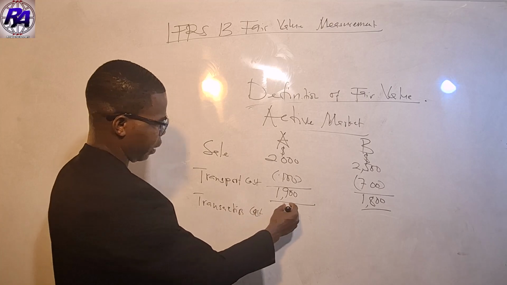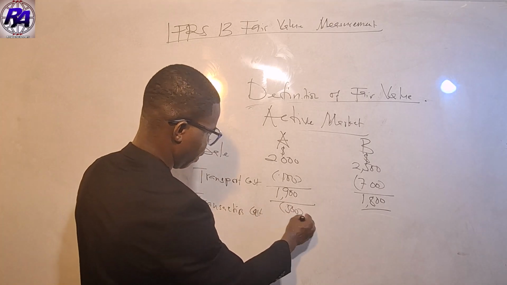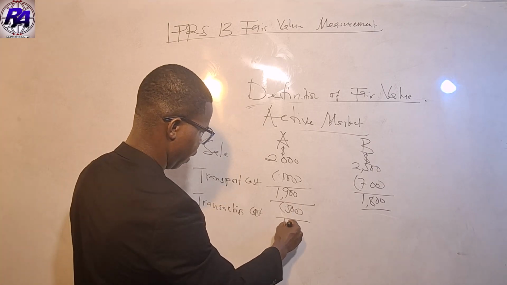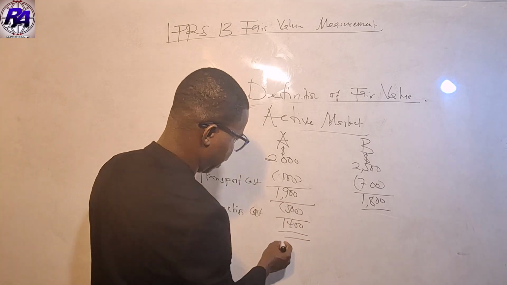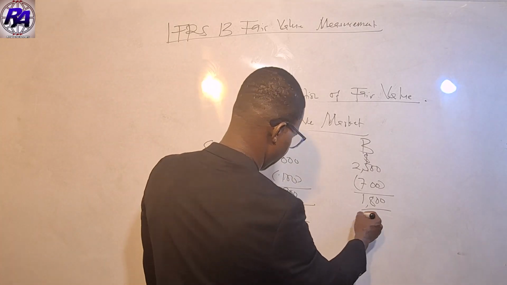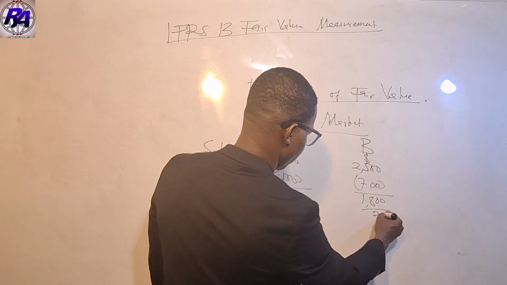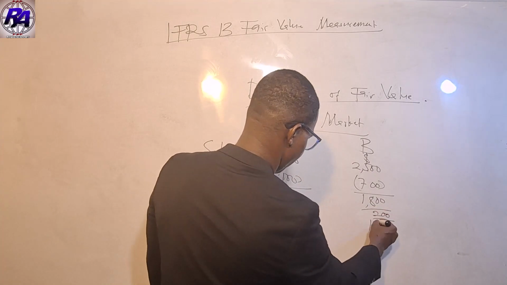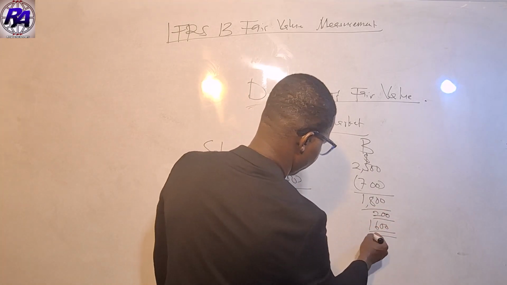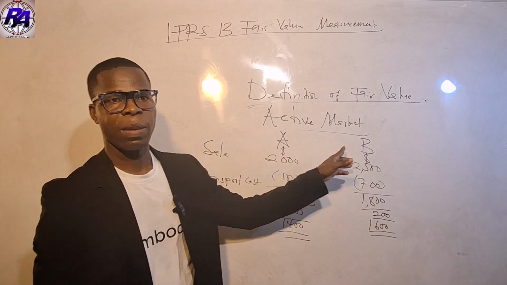Now let's say the transaction cost here is 500, which gives us 1,400 as the final net proceed. And then let's say the transport financing cost over here is 200, which gives us 1,600 as the final proceed for the markets. So let's assume this is two markets.